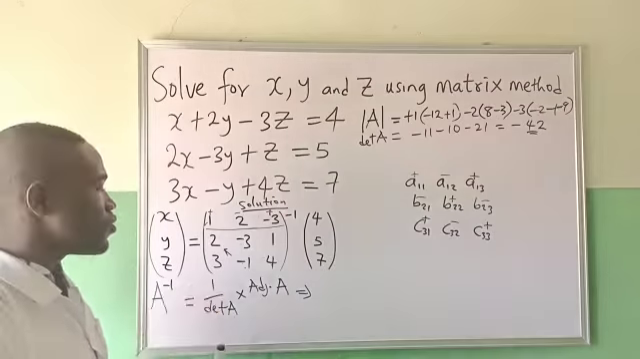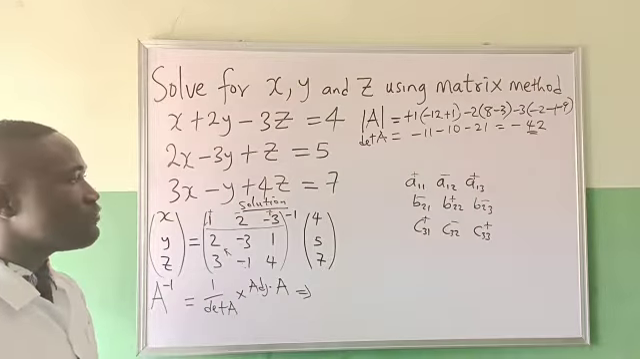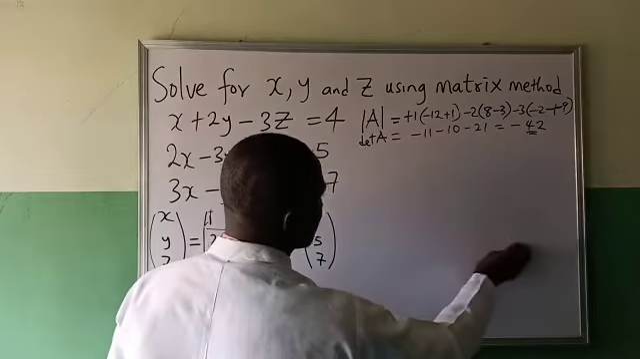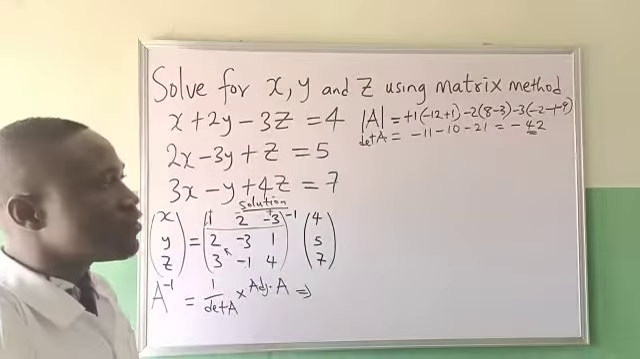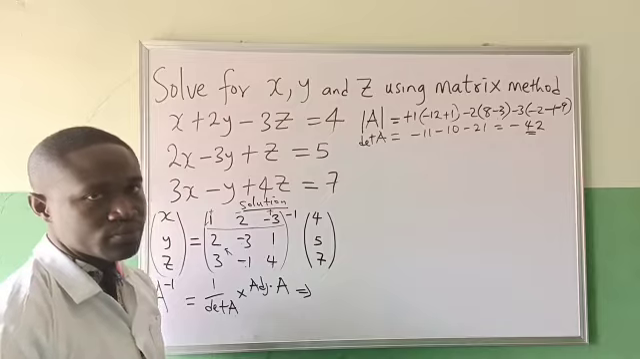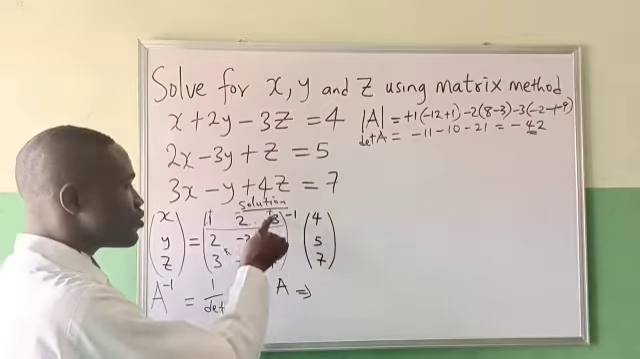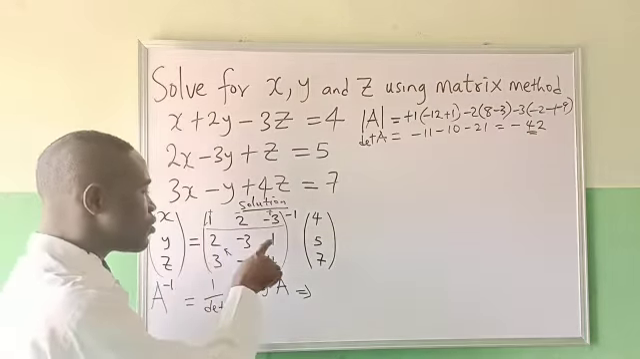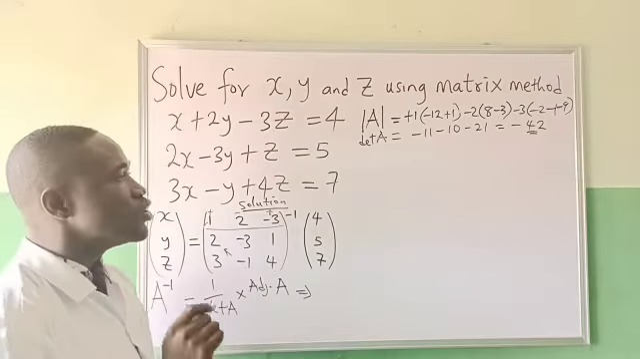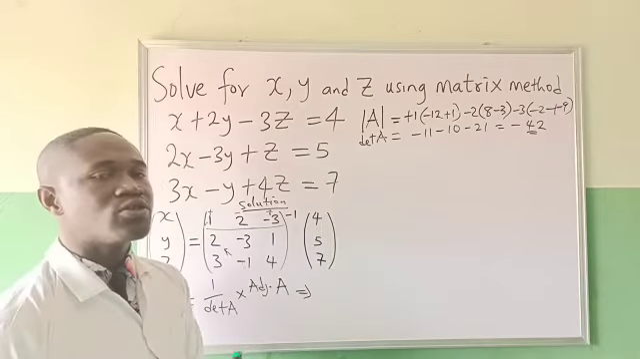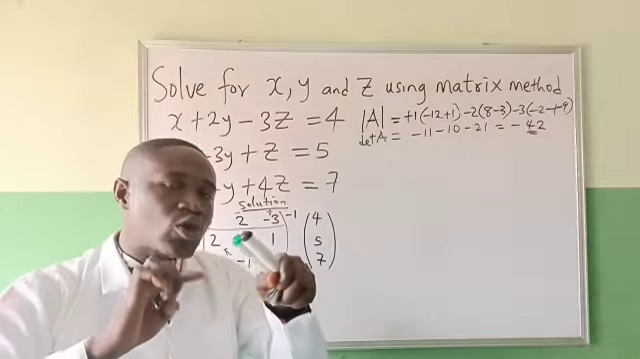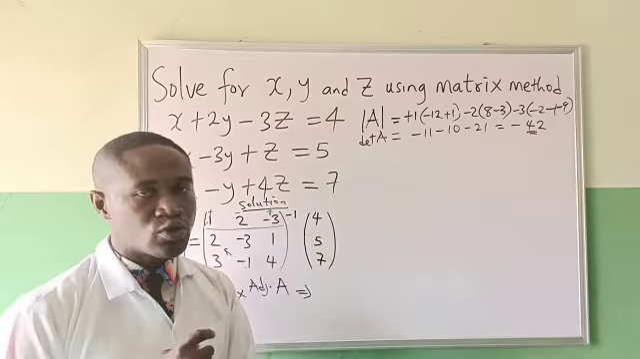Then the next thing we have to get is the adjoint of the matrix, the adjoint of a 3 by 3 matrix. For you to get the adjoint of a 3 by 3 matrix, you need to get the cofactors of the rows: cofactors of the first row, cofactors of the second row, cofactors of the third row. Afterwards, you need to transpose it. So the adjoint of a 3 by 3 matrix means the transpose of the cofactors of the rows you got.